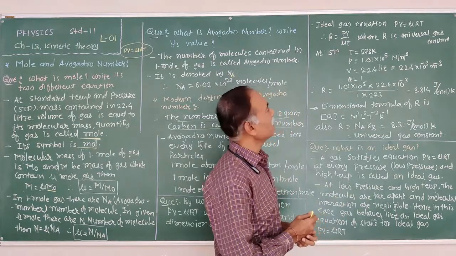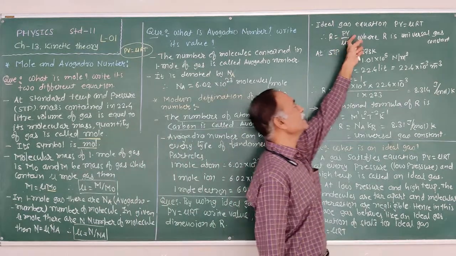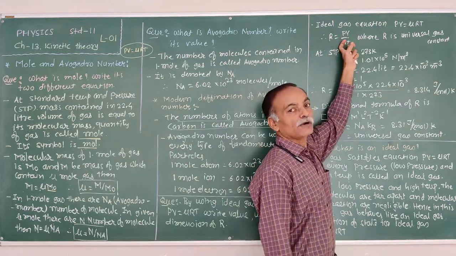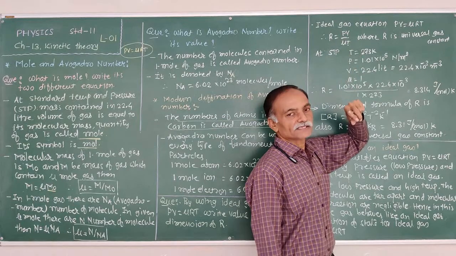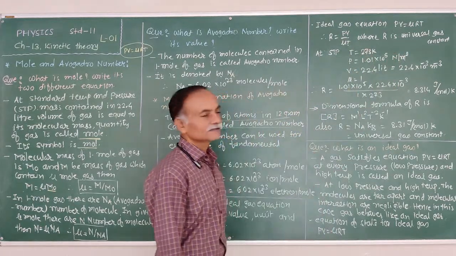PV is equal to mu RT. P is the pressure, V is the volume, mu is the quantity of a gas, and T is the temperature. Here R is the universal gas constant.